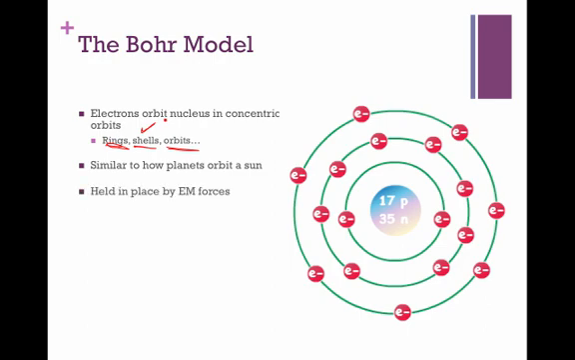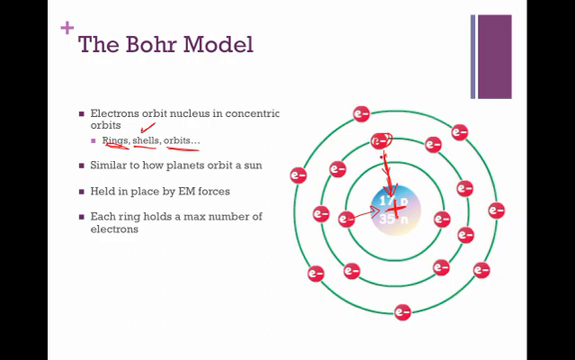These electrons are held in place by electromagnetic forces. If you recall from earlier in the year, the electron itself has a negative charge. The nucleus overall has a positive charge. Due to Coulomb's law, there is an electromagnetic pull on these electrons towards the center and towards the nucleus. That's what holds them in orbit, similar to the way that gravity holds planets in orbit as they go around our sun.